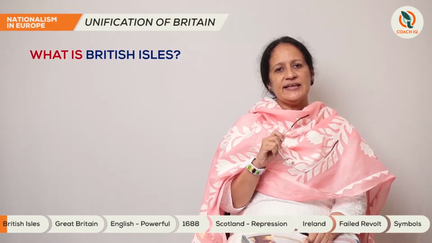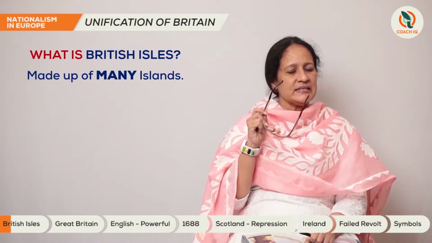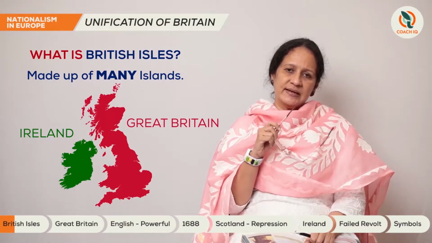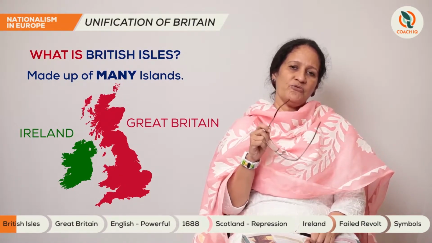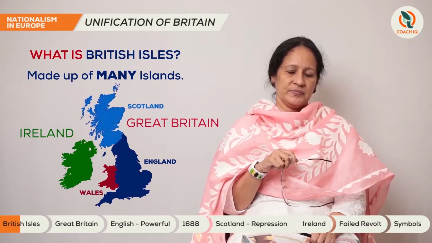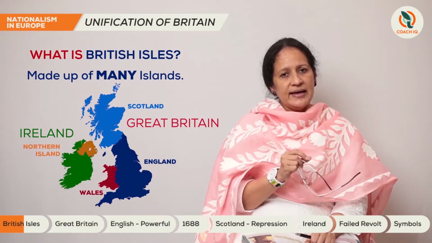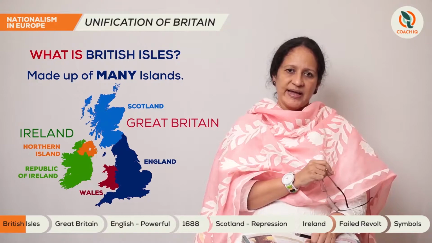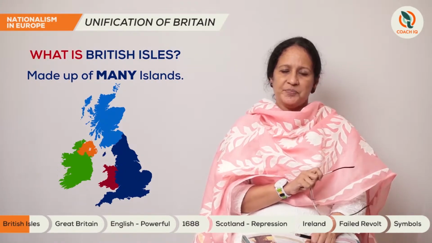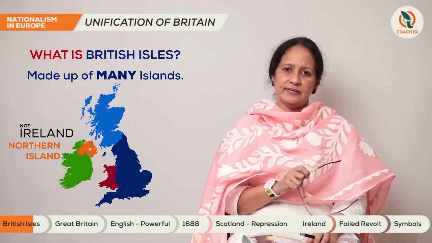British Isles is made up of many islands. That is, main is Great Britain and Ireland. Now Great Britain again is made up of what? England, Wales and Scotland. Ireland got divided into Northern Ireland and Republic of Ireland. In your answer, Republic of Ireland does not come. But you have to write Northern Ireland, not just Ireland.